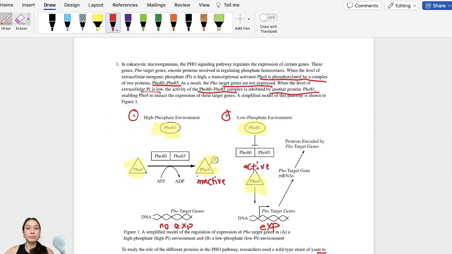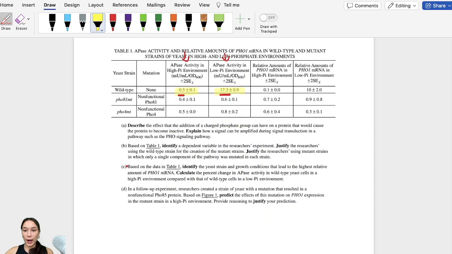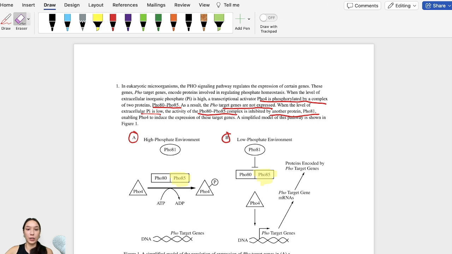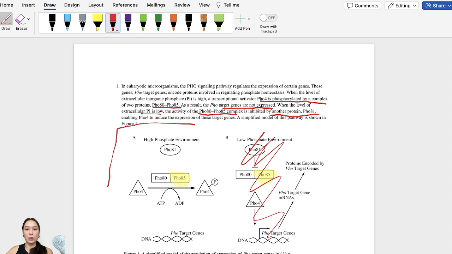So we're going to go to our schematic here, and I'm going to highlight where FO85 is in the pathway. FO85 is going to form a dimer with FO80, and ultimately it's either going to phosphorylate or not phosphorylate the FO4. And as a result, that's going to affect gene expression. However, in this one, they're asking you to predict the mutation in a mutant strain in a high PI environment, okay? So they're asking you specifically for high phosphate. So we're actually going to ignore the low phosphate one, because we're only focused on, okay, I have a mutant FO85 in a high phosphate environment.